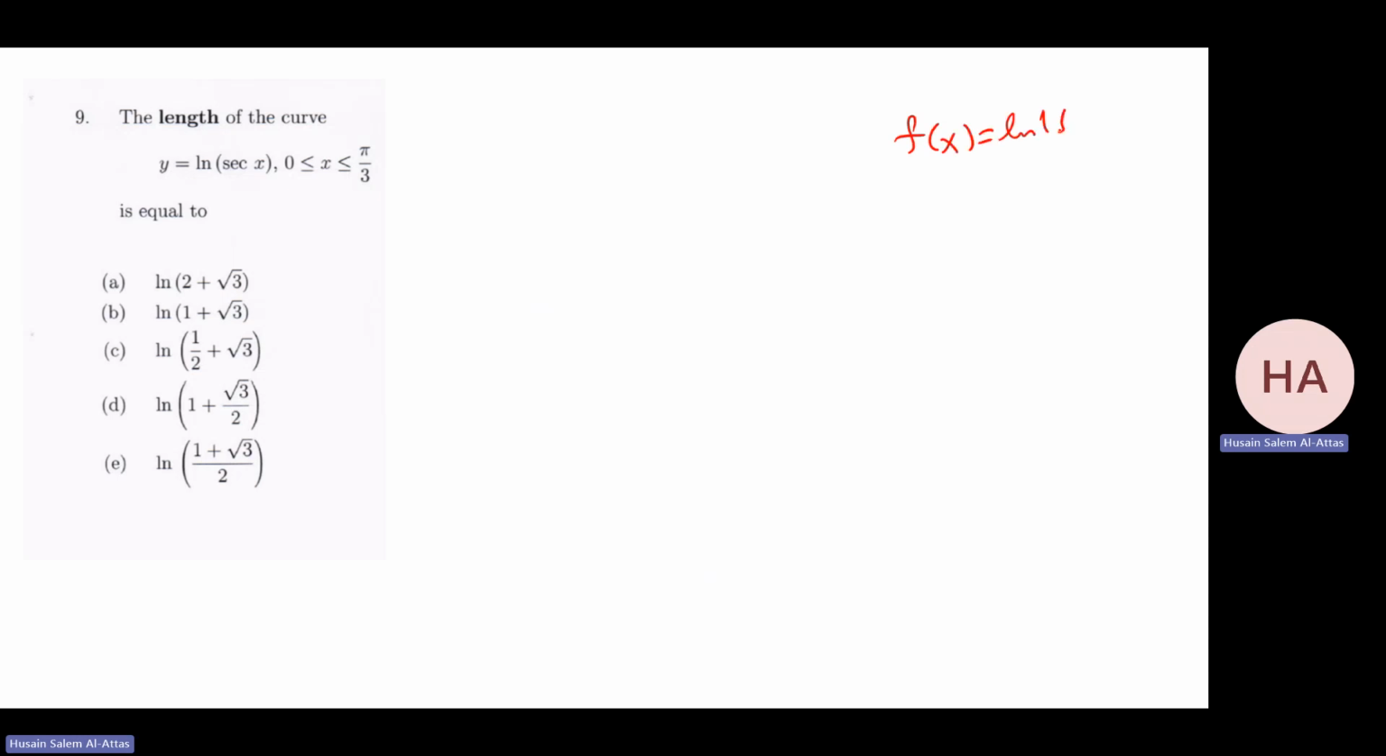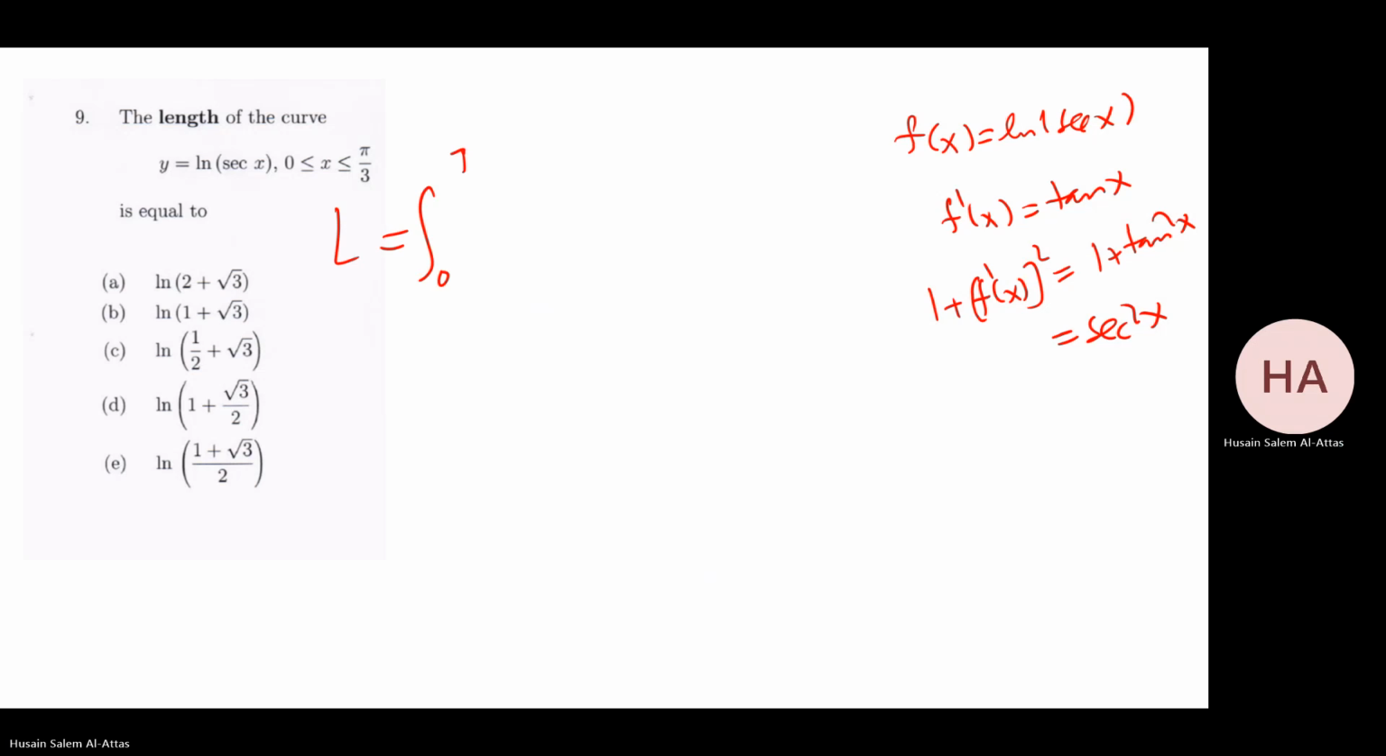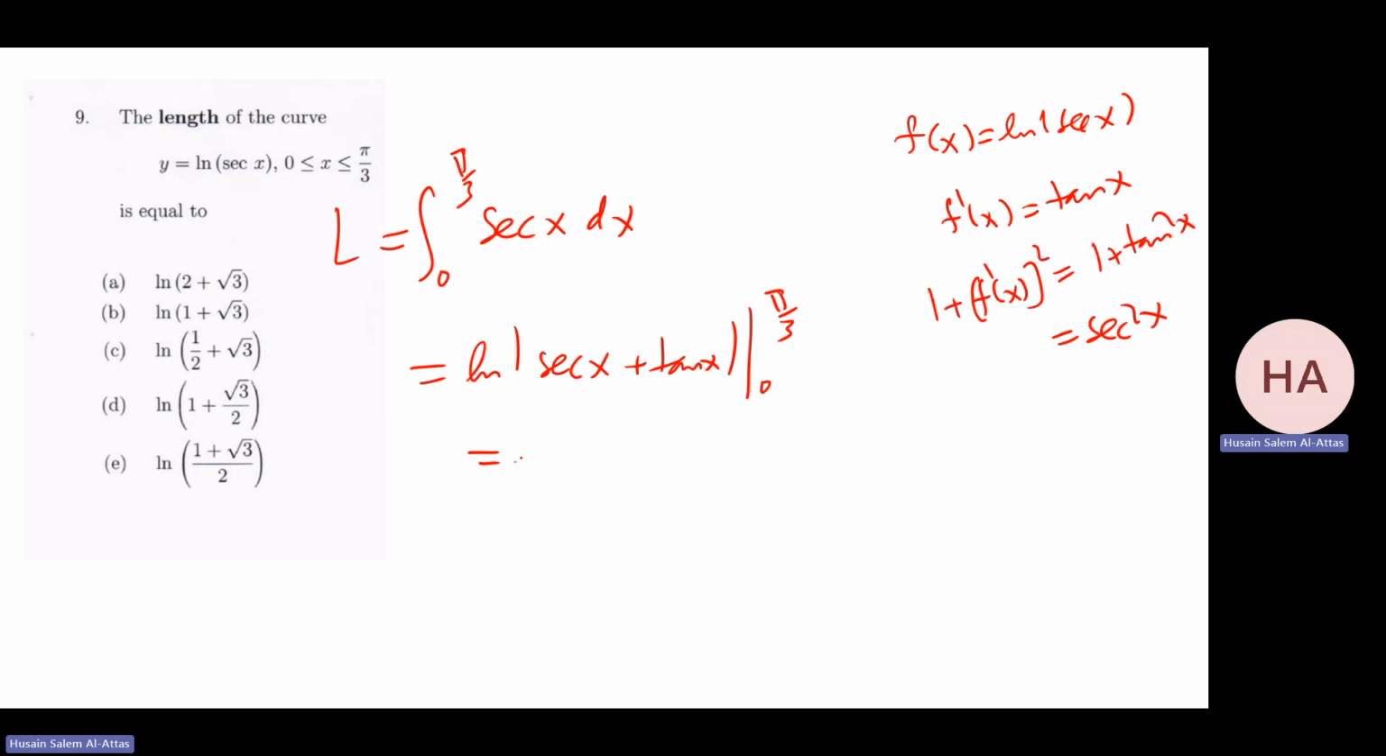Yeah, I think we did this before. f of x equals secant x, f prime is secant tan over secant, which is tan x. 1 plus tan squared is secant squared. So L is the integral of secant x dx, and that will be then 2 plus square root of 3. I don't need the absolute values because they are positive.